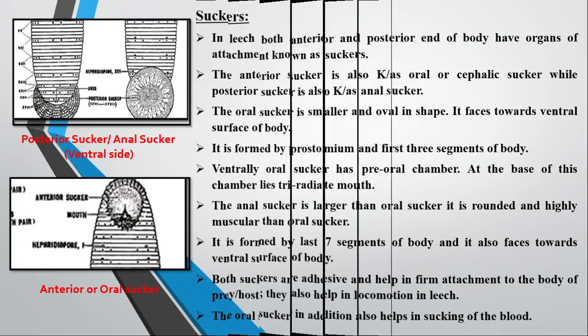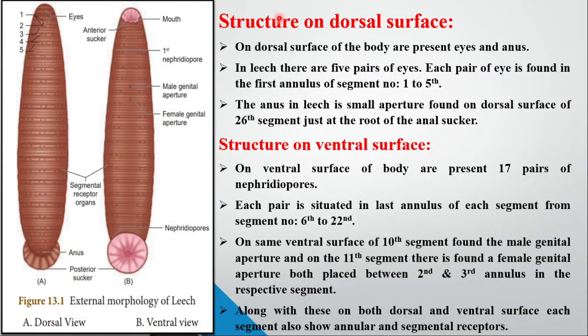Okay, now let's see the structure on the dorsal surface. Now, what can we see in the external structure from the dorsal surface of the cattle leech? On the dorsal surface of the body are present the eyes and anus. See, this is the dorsal structure completely, on the left side of the diagram. See the first, second, third, fourth and fifth pair of eyes. These eyes are seen on the dorsal side of the anterior end of the cattle leech, and the anus is at the posterior end above the anal sucker.